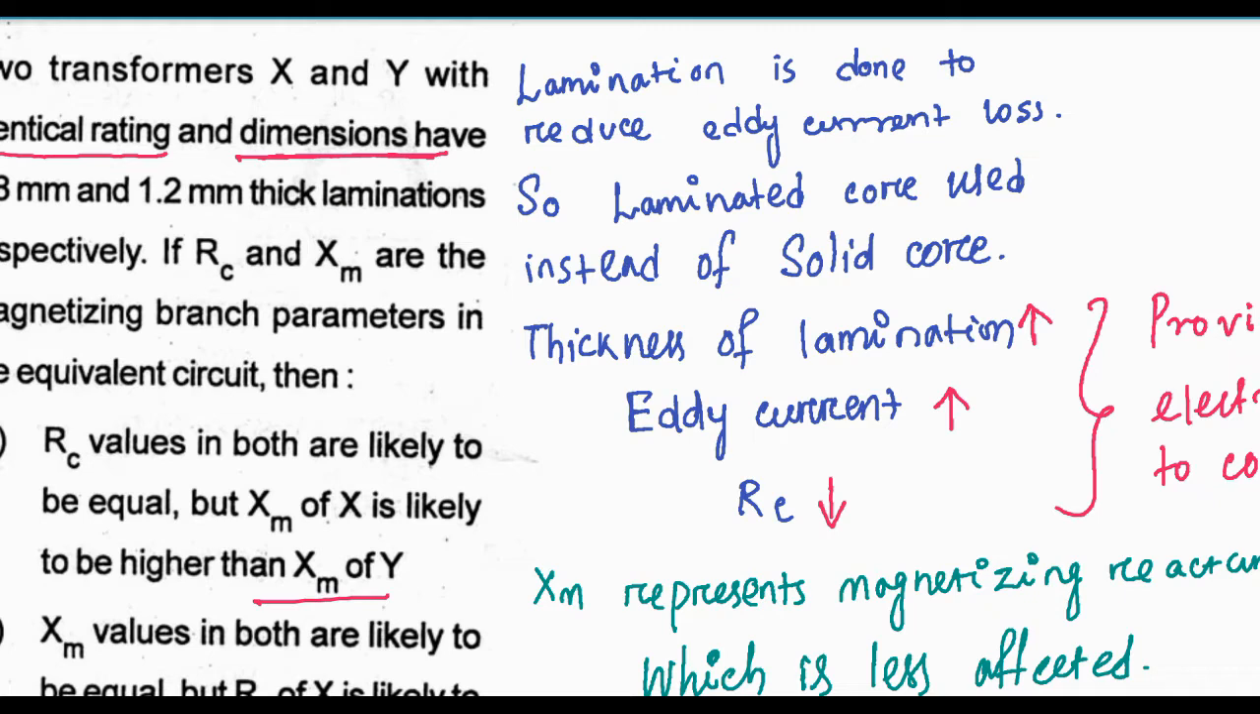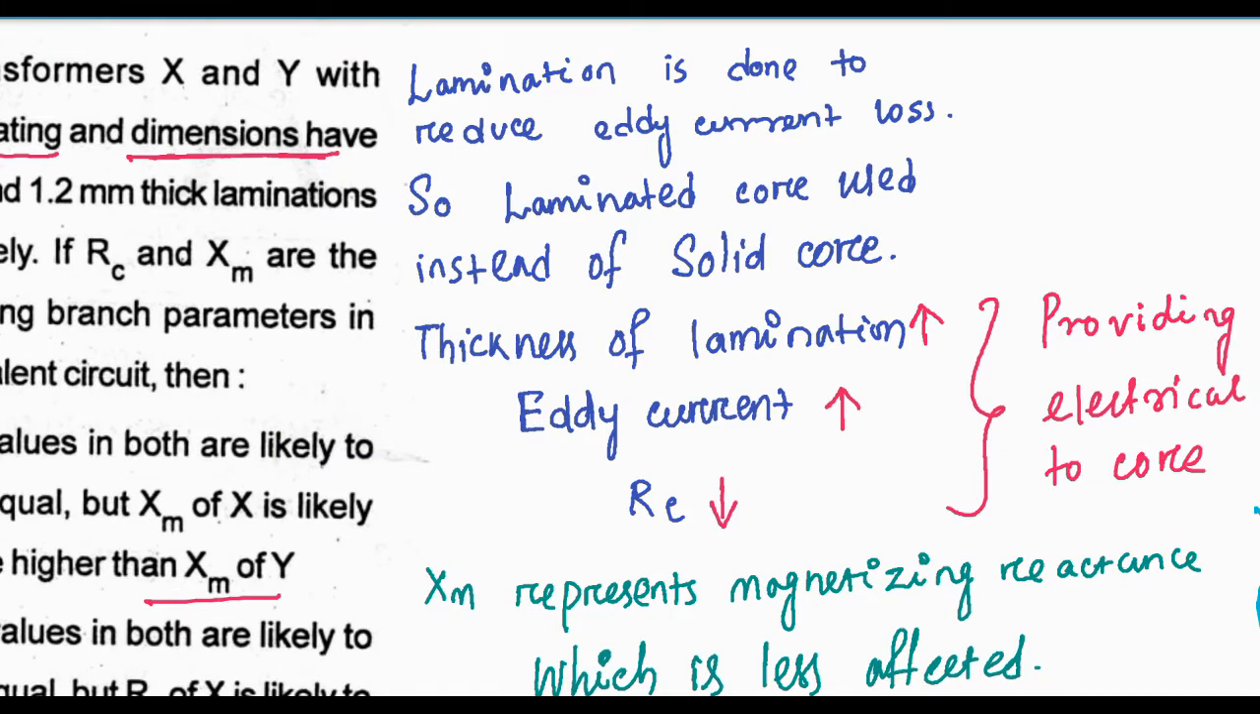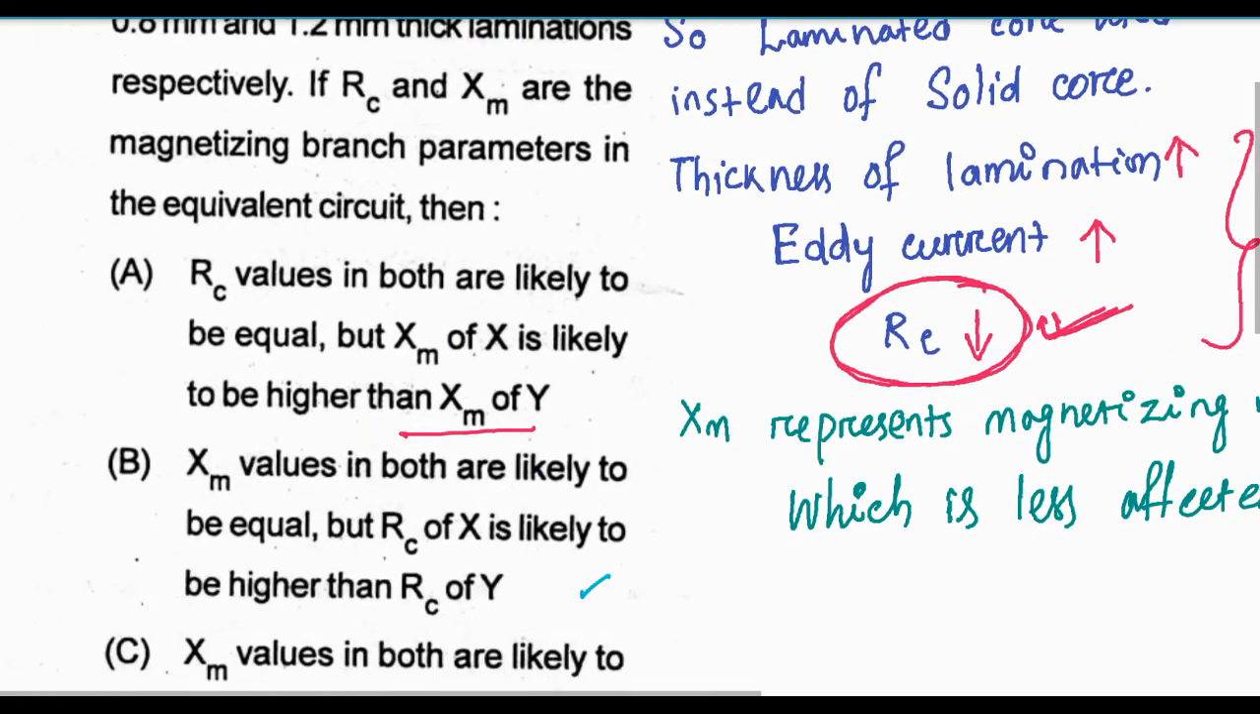So eddy current will increase, which means eddy current loss will increase. Eddy current loss is a part of core loss. So as core loss increases, RC, that is the core loss component, will decrease. Because core loss is increasing, the core loss resistance will decrease. So this is the one thing we have to consider. So what are the options here?